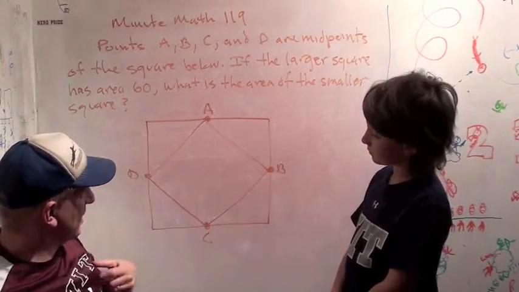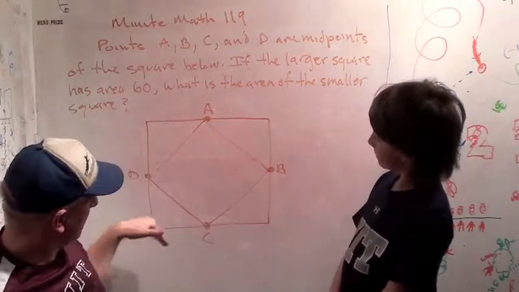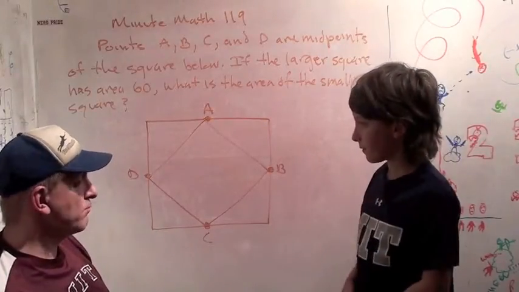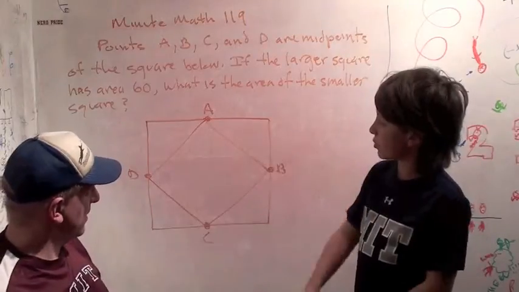Okay. Now, just looking at this problem before you start, what would you guess? If the bigger square has area 60, what would you guess is the area of the square? Maybe around 45. Okay, why do you think that? Well, it's smaller than the big square, but not too small.